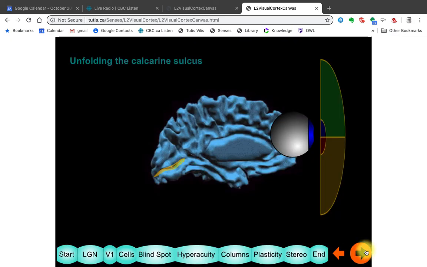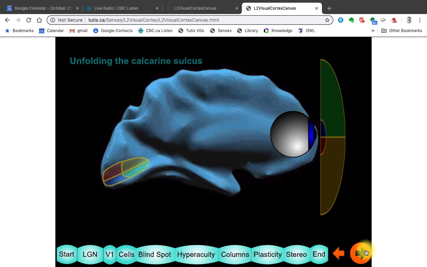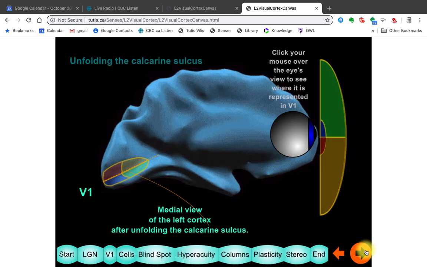Now here what we're doing is we're blowing up the brain. So imagine that the brain was a little paper bag that you had crumpled up. And this program here takes that brain and blows it up from its normal convoluted shape. And so you can see what's inside each of these folds much better. So now you have V1 unfolded.